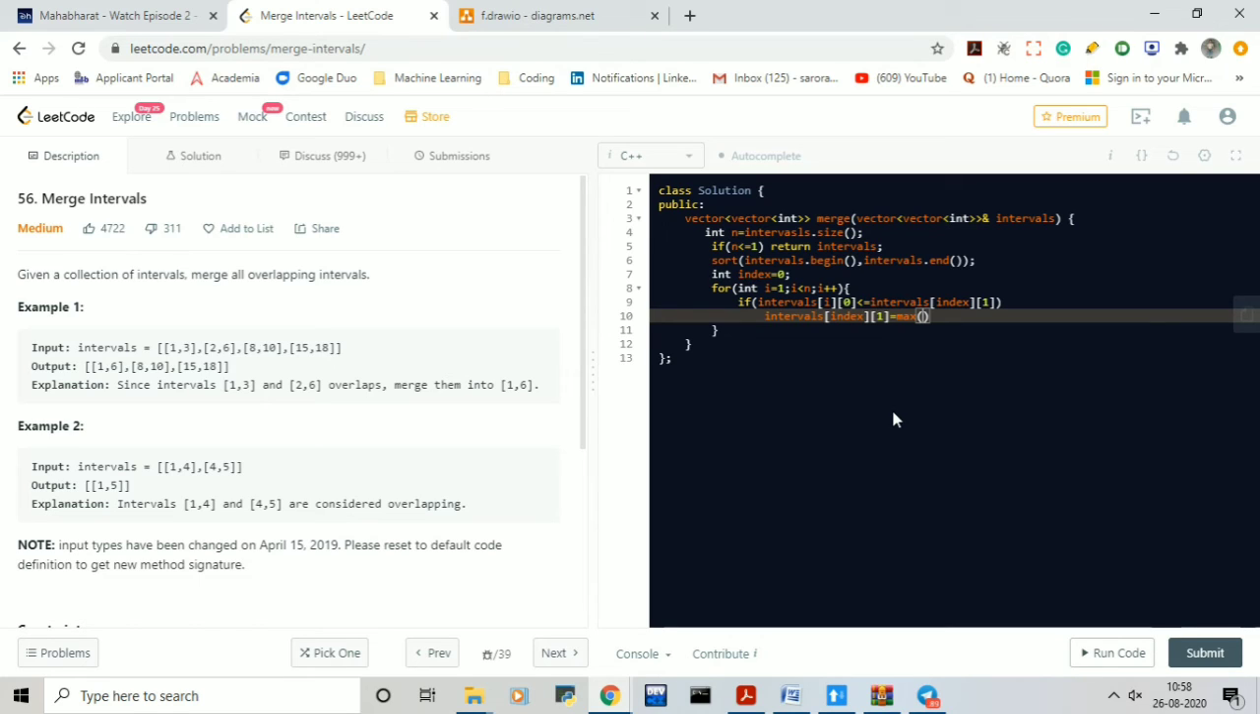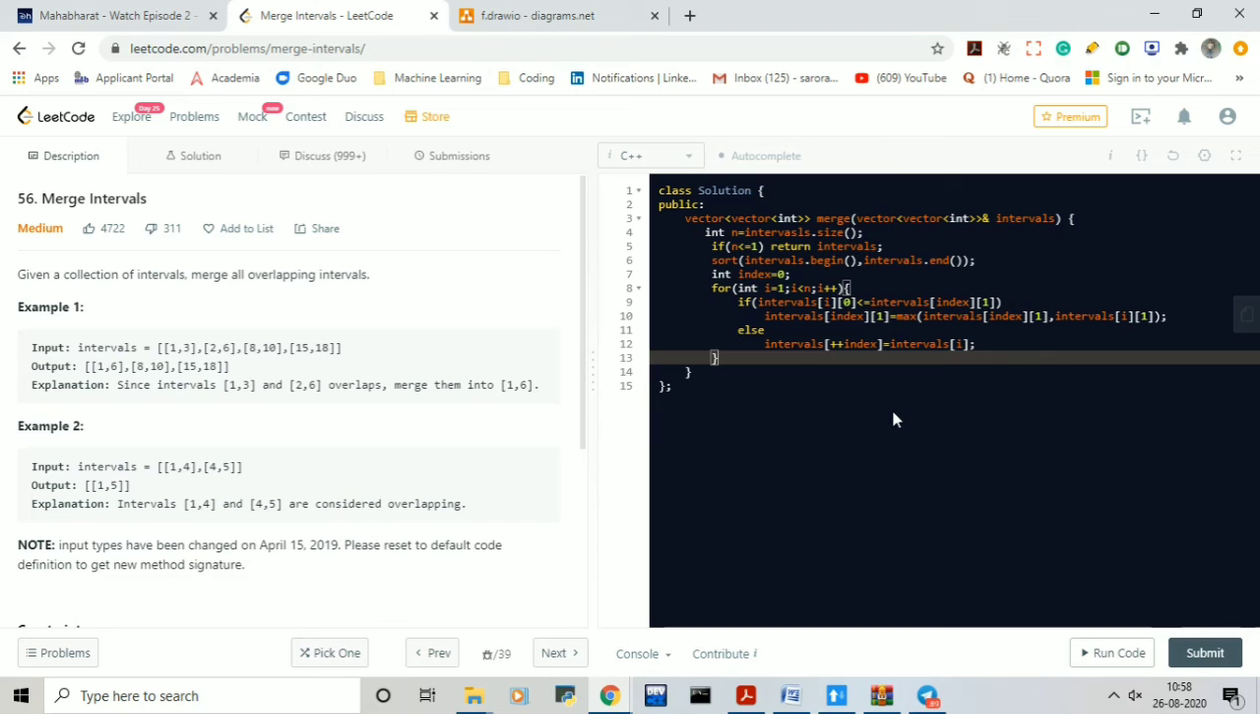So we'll say this intervals, and if that is not an overlapping condition, in that case we just need to first of all increment this index, and then we need to put that interval which is coming. So we will just put that interval which is at the ith location and we are done.